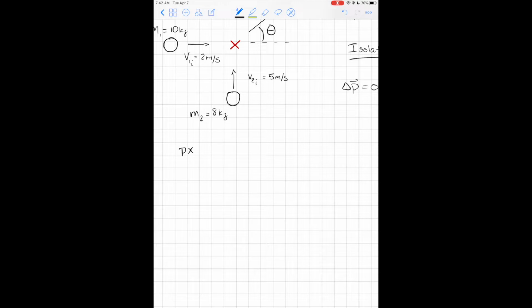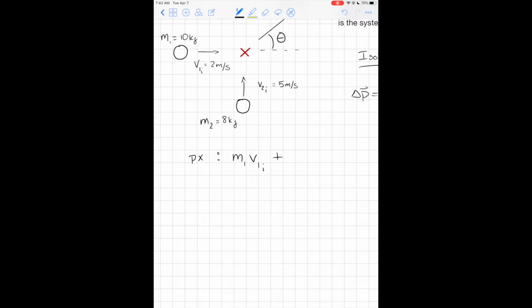Right? So let's say px here, right? For px, we are saying that we have m1 v1i plus, that was our m1 momentum. Does m2 have any momentum in the x direction? I don't think so. It doesn't have any component of velocity in the x direction. It's only in the y. So we're going to put 0 there. And so that was all the initial, right? That was initial momenta.